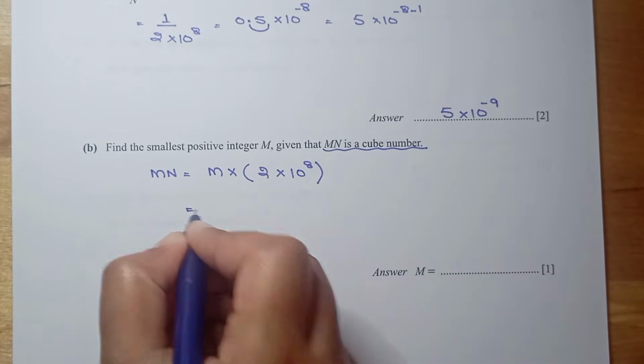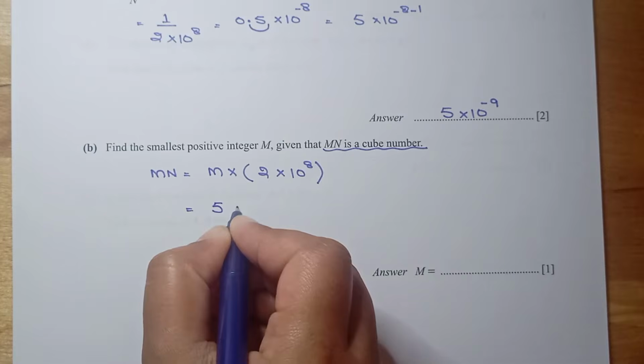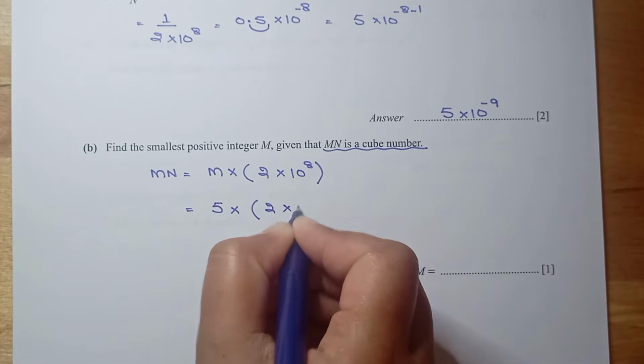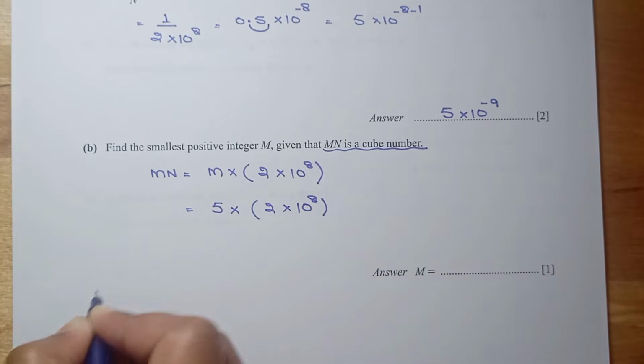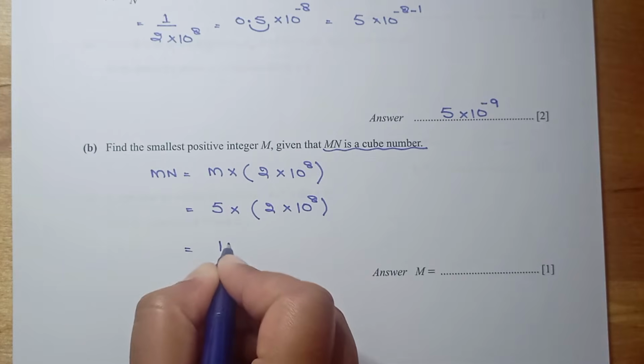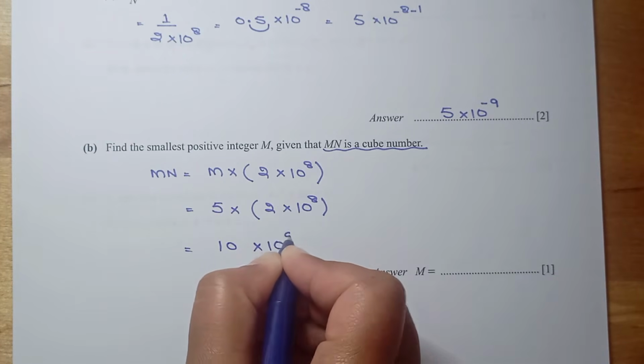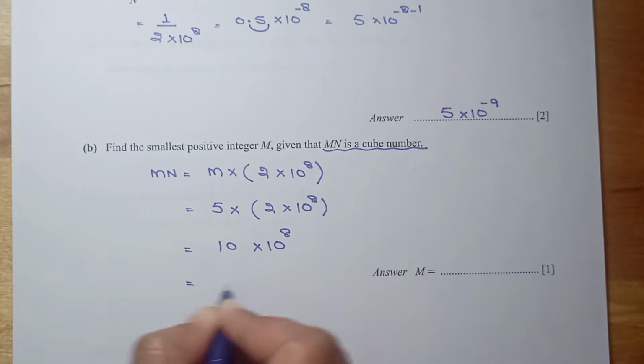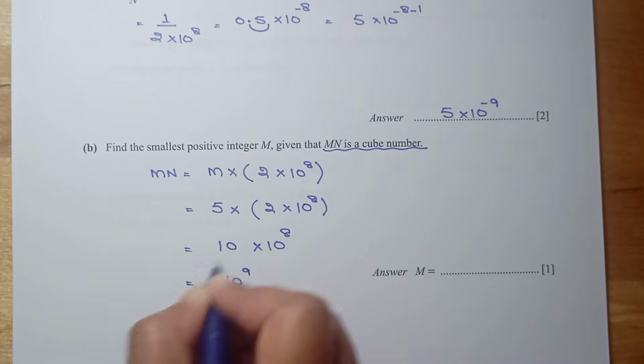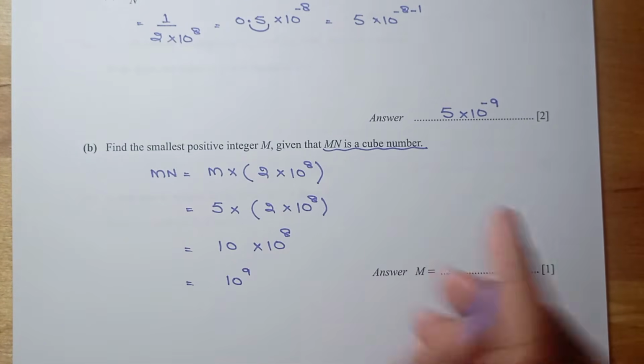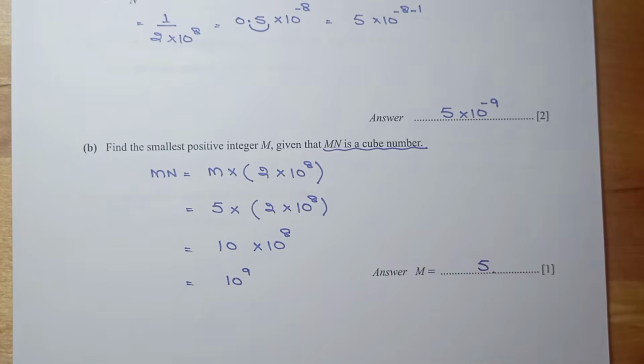So if I take m equals 5, so 5 times 2 times 10 exponent 8, 5 times 2 is 10, times 10 exponent 8. So we have 10 exponent 9. So this 10 exponent 9 is a cubic number. So m must be 5. So we are done with 20.